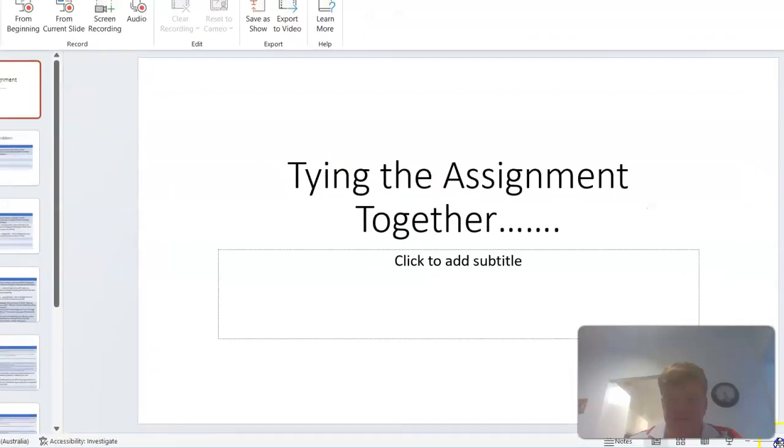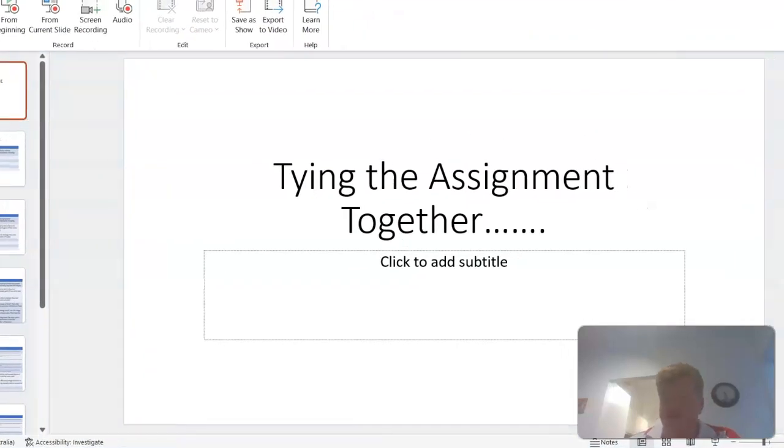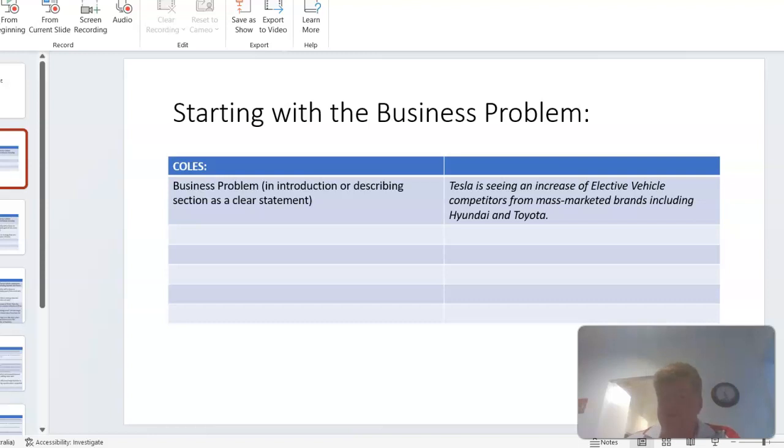In reading the drafts, they were really a little bit like I was reading the answers to 5 separate questions. So how can we tie the business assignment a little bit more together? So let's start with the business problem.